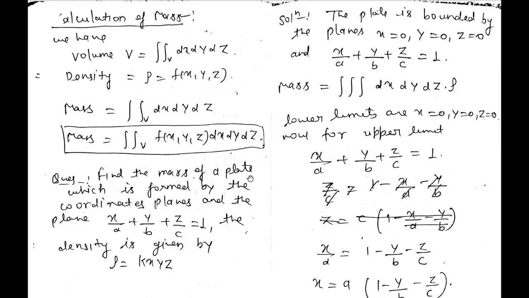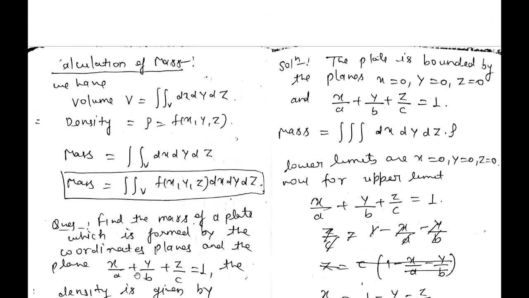Find the mass of a plate which is formed by the coordinate planes and the plane x/a + y/b + z/c = 1. The density is given by rho = kxyz. So the plane is given by x/a + y/b + z/c = 1, and it is bounded by the planes x = 0, y = 0, z = 0. So this is your lower limit.